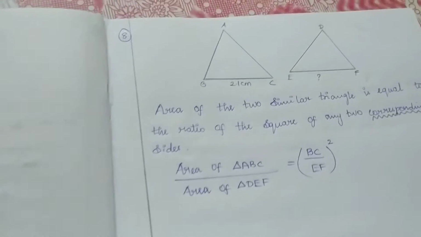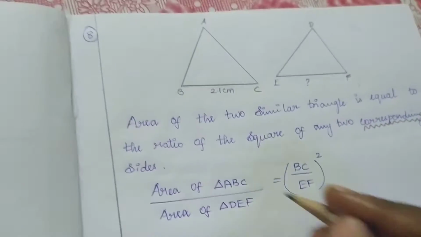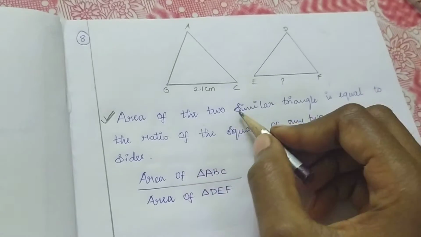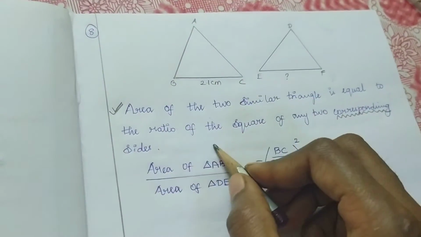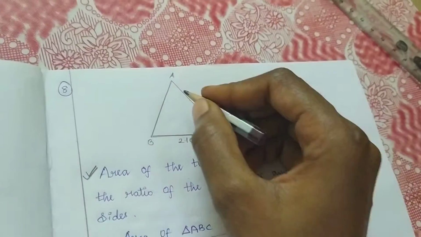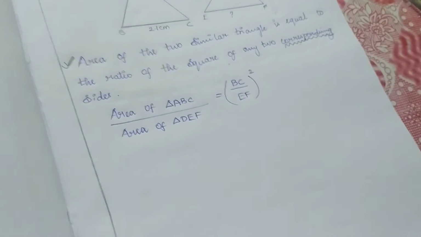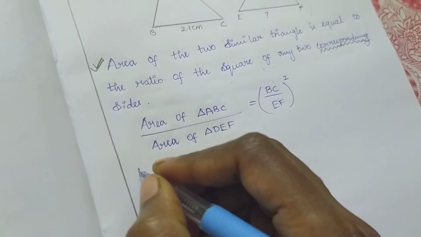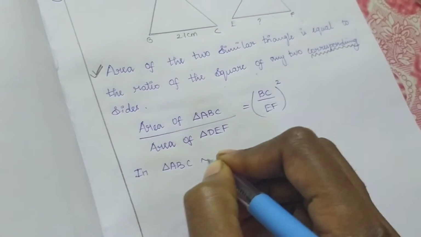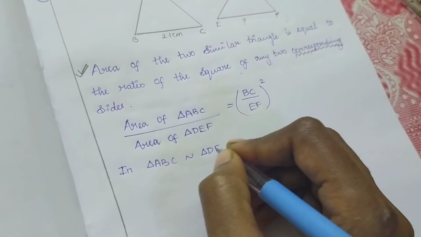They are asking this, okay. So in this place we are using one important rule. This is your note: the ratio of the areas of two similar triangles is equal to the ratio of the squares of any two corresponding sides. So what is given? The given is triangle ABC is similar to triangle DEF, right?